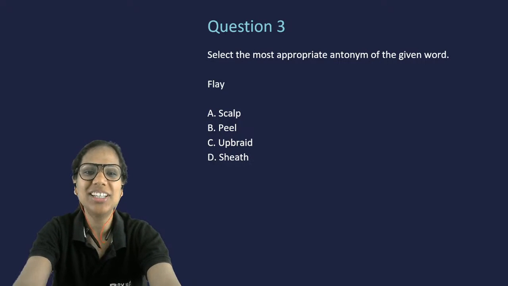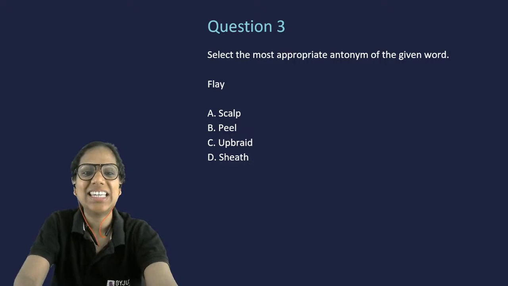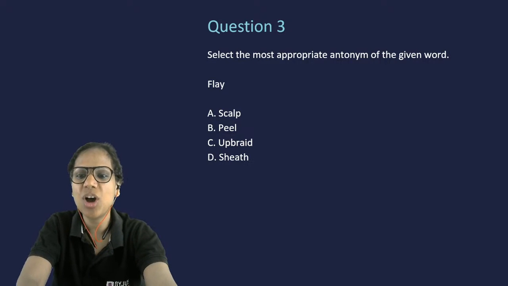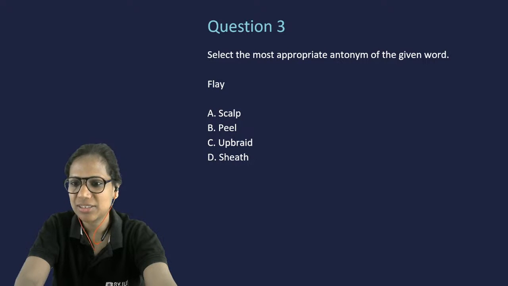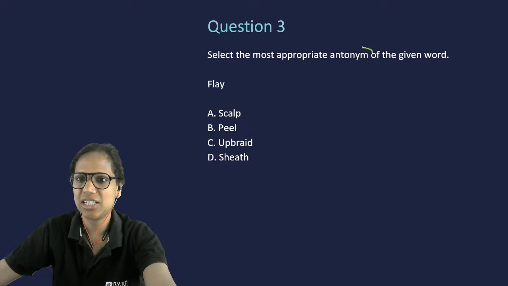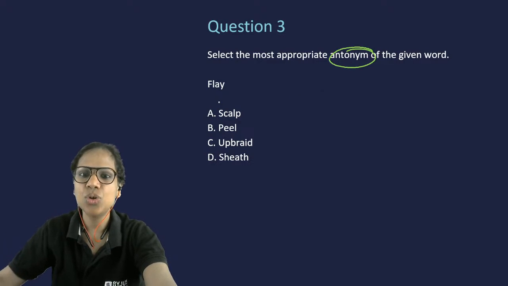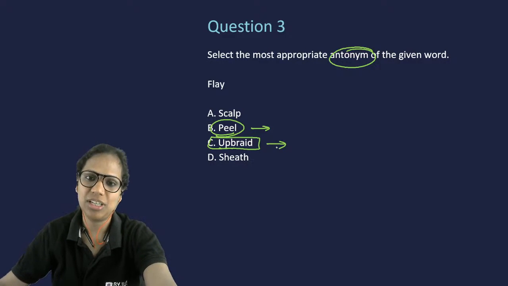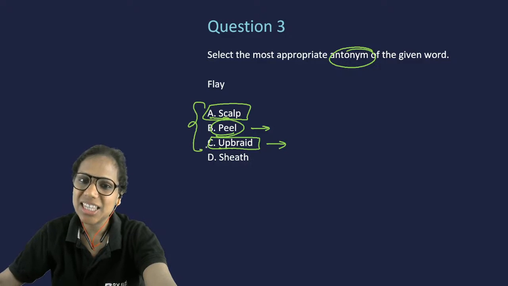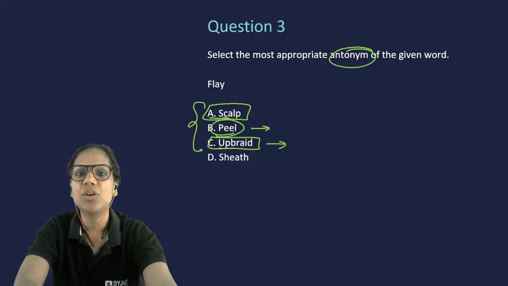It's a cruel, cruel word. So, to strip the skin off, to whip or beat someone so harshly, that is flay. And the antonym for this is going to be, I need to give the antonym here. So, to peel, again, you are removing the skin of something. To upbraid, again, means the same, right? To scalp, these three are synonyms. When you scalp something, when you upbraid something, you are actually skinning it.